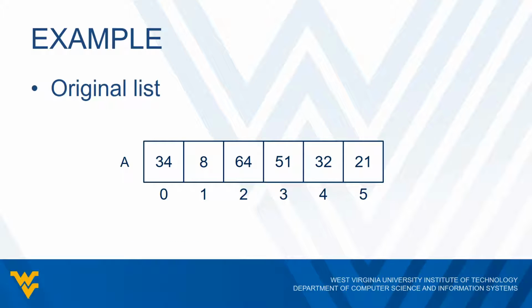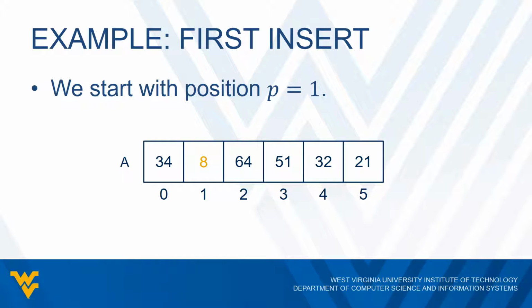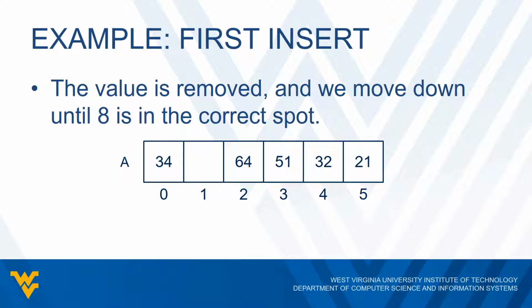So we're going to go back to our same example that we did for bubble sort and selection sort and see how we would do this for insertion sort. We'll start with position p equals 1. We don't have to worry about position 0 because if it's just one element, it's already sorted. So that's why we're going to start at position 1. We then remove the value from the array, and then we're going to move down until 8 is in the correct spot. Now, this is just for visual purposes. In the memory, we wouldn't actually remove the element from the array. We would just copy it somewhere else. But I'm removing it here just so you can visually see what's going on.